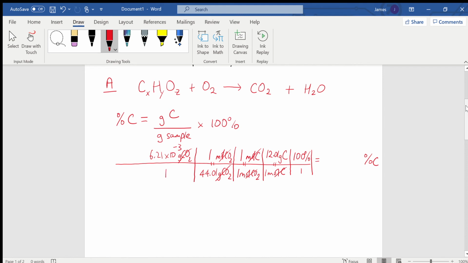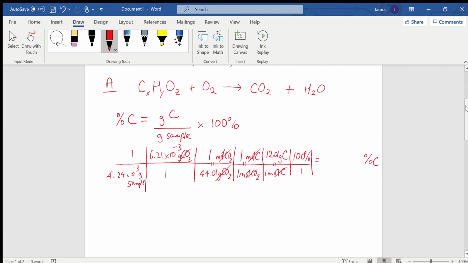That's my input. So I've got my numerator. All of that was just to get my numerator in grams of carbon. My denominator now has to be grams of sample. So again, I have to divide by 1,000. So 4.24 by 10 to the negative 3 grams of sample.